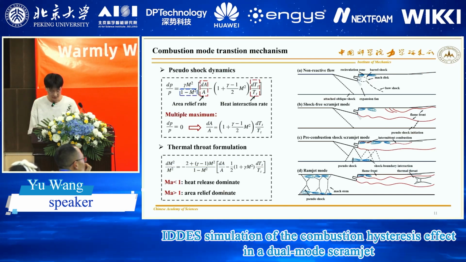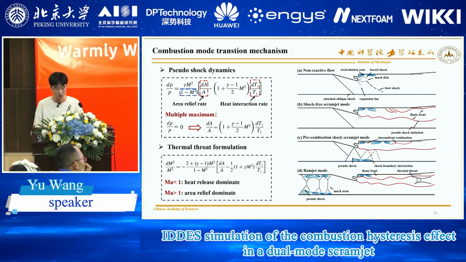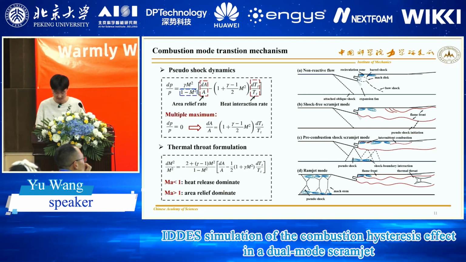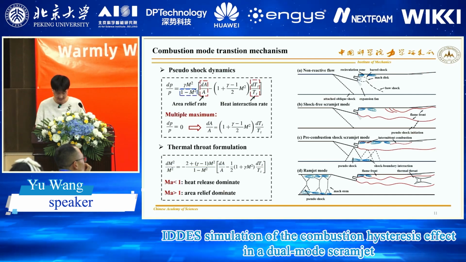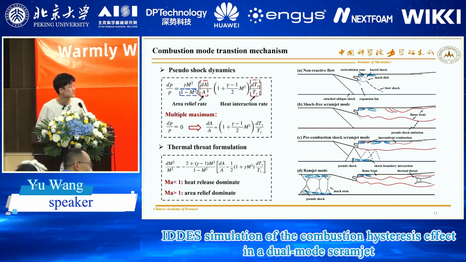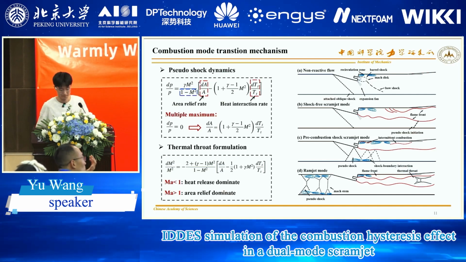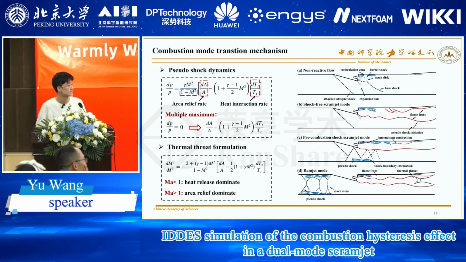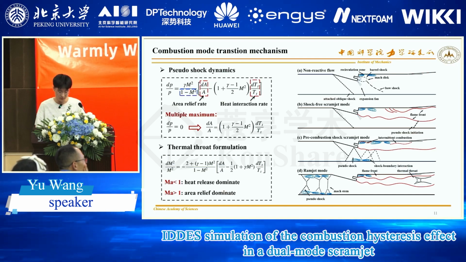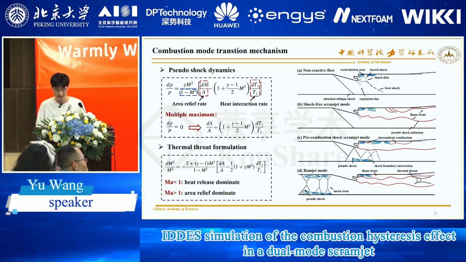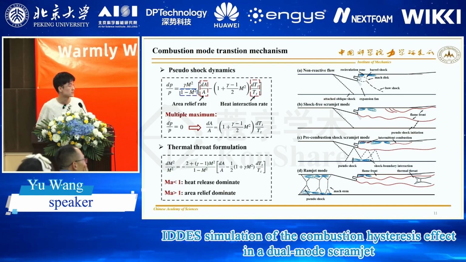Once the area relief cannot contain the thermal occlusion because of the heat addition to the supersonic core flow, an adverse pressure gradient arises and the pseudo-shock initiates in the divergent duct, as depicted in Figure B. As the heat release increases, this shock will propagate upstream and the combustion mode eventually transforms into ramjet mode as this shock is located in the isolator.